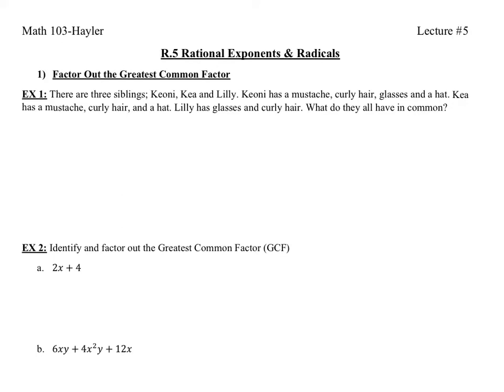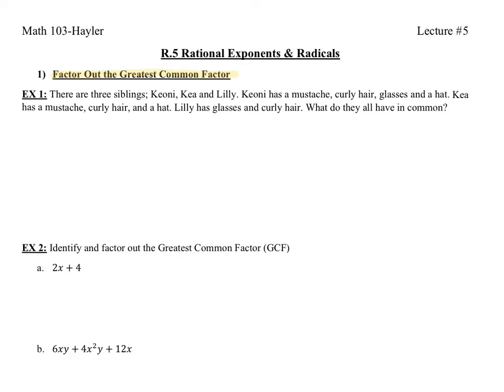Welcome to lecture number 5, R.5, Rational Exponents and Radicals. Okay, so the first objective is to factor out the greatest common factor. We're going to take a look at an example that doesn't really have math in it, and then we'll go ahead and look at some actual math examples.